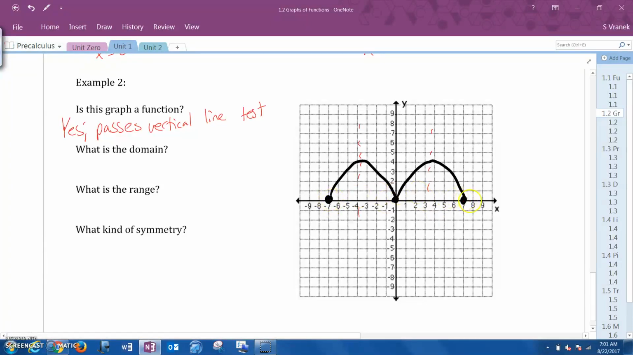The domain goes from -7 to 7, so I'm going to just use interval notation now. If you want to use your inequalities, that's fine too. The range goes from 0 up to, it looks like 4, and includes both of those. What kind of symmetry? It's folded over the y-axis. Later on, we're going to call this even symmetry, so I'm going to just put that there, but you do not need to know that for right now.